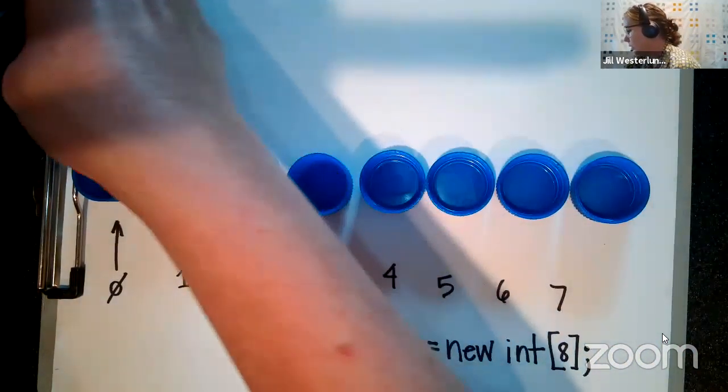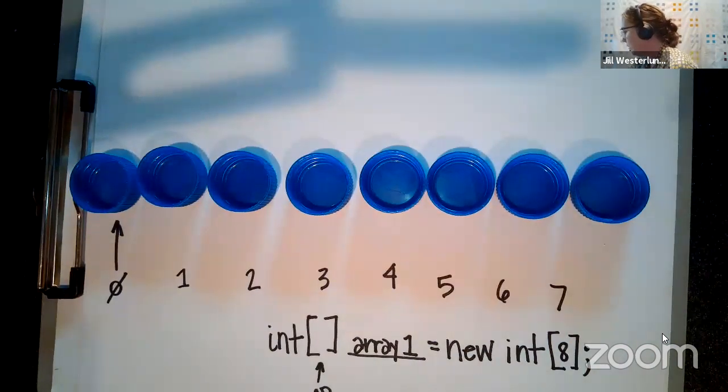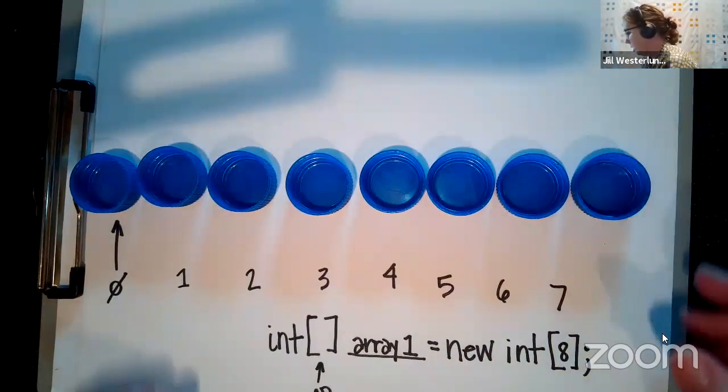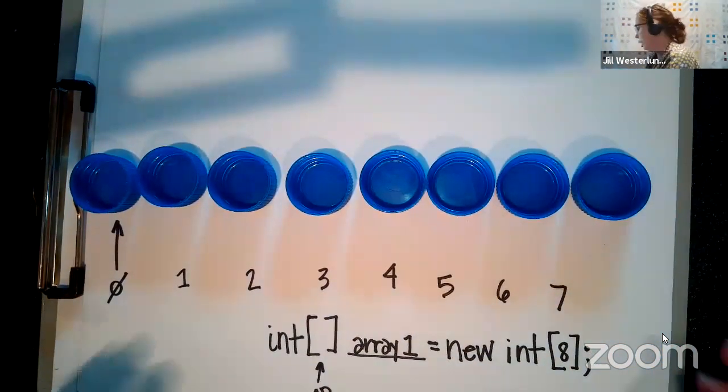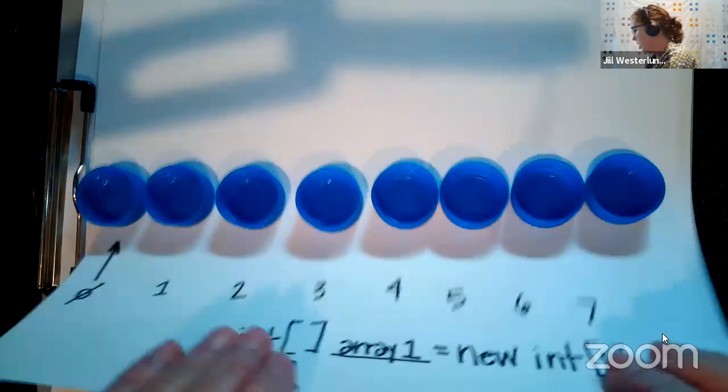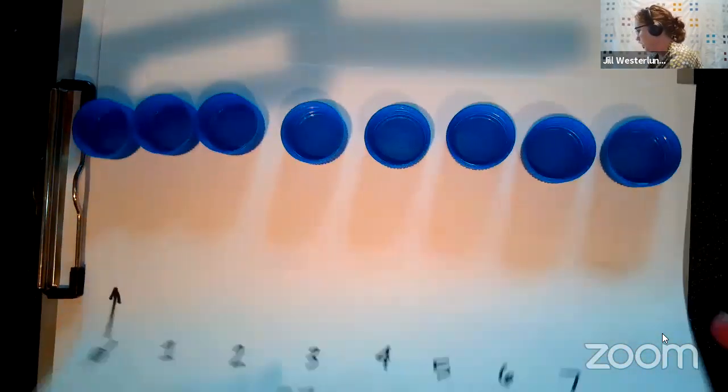So now let's look at what we would do if we did a different kind of array. So let's say, and I'm going to have to switch my paper here so I can write, get 2 sheets of paper.